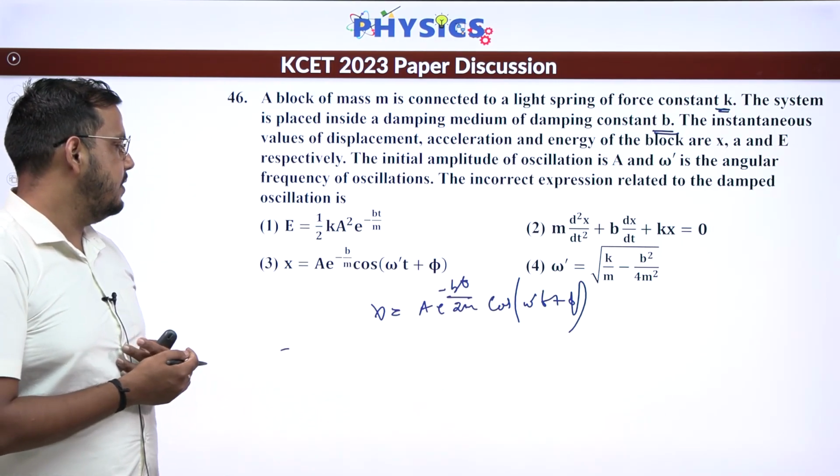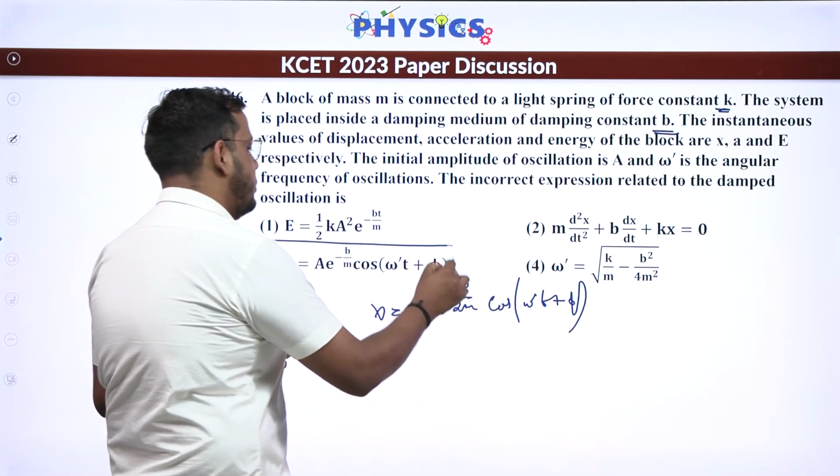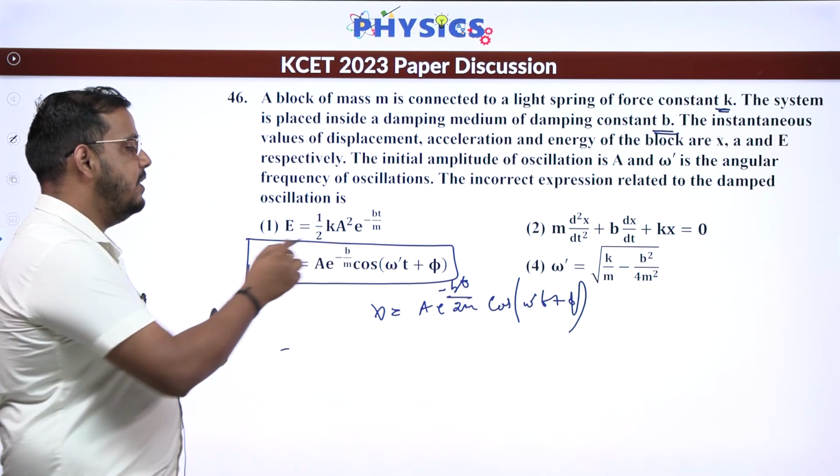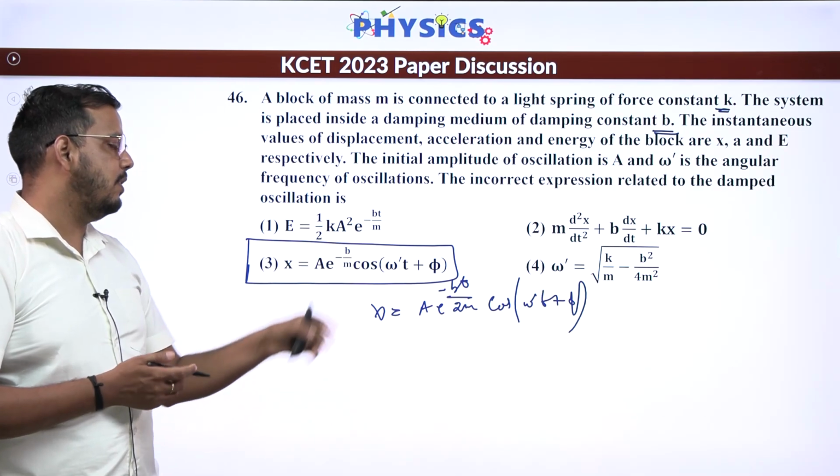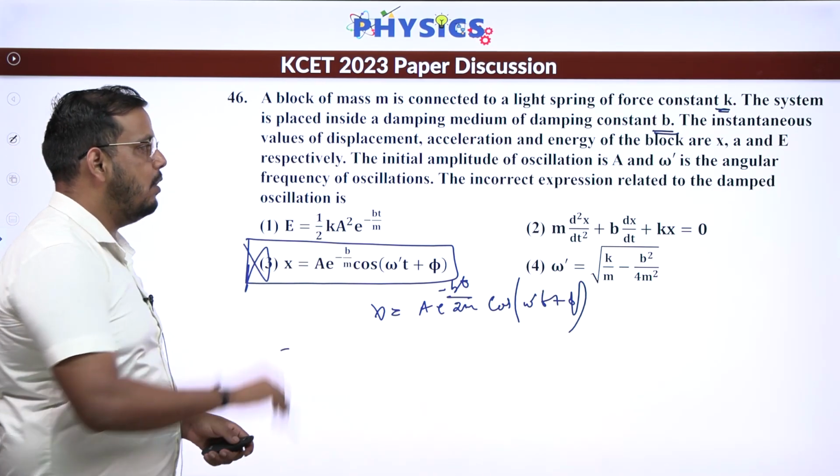Now if we compare this with equation number 3, this equation is wrong. Why? Because here it is given as minus b by m, but it should be minus bt by 2m, then it is correct. So this option is the wrong option.